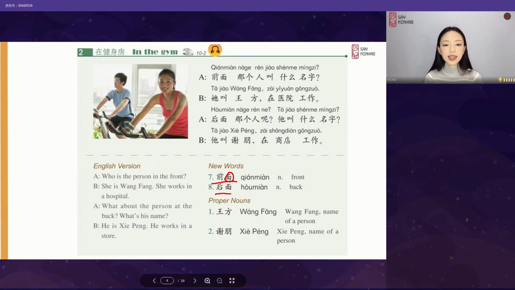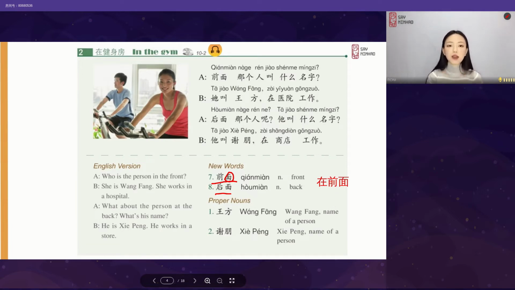How to say in the front? We've learned in, at, on is 在, right? So in the front is 在前面, okay? This is in the front, 在前面. If I want to say at the back, then it is 在后面, yes, 在后面. 在前面 and 在后面.